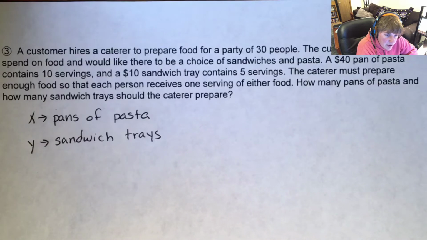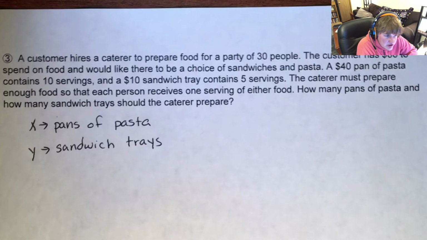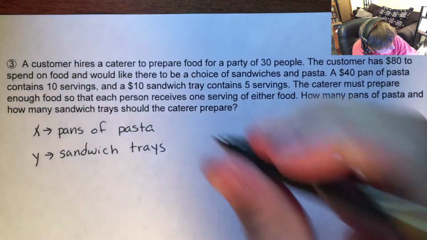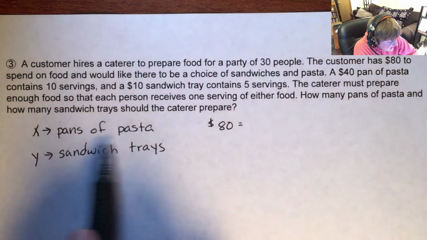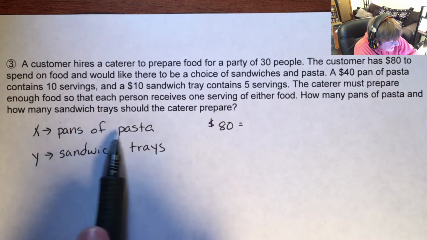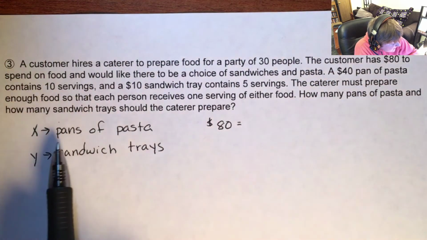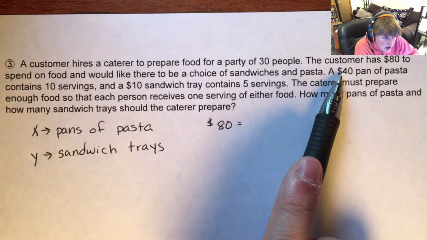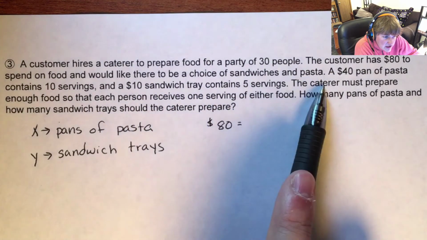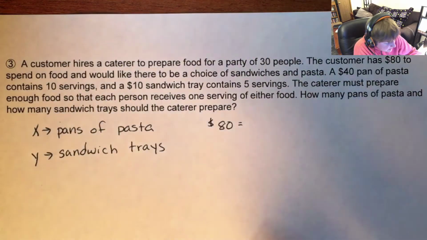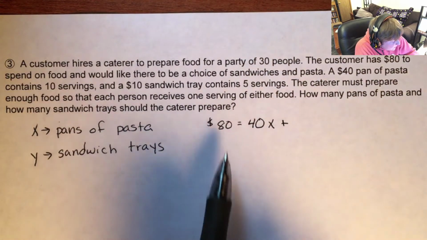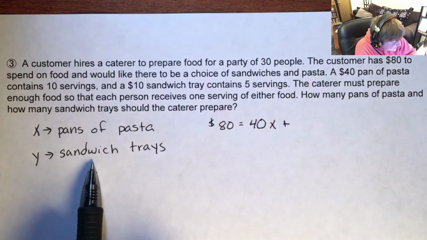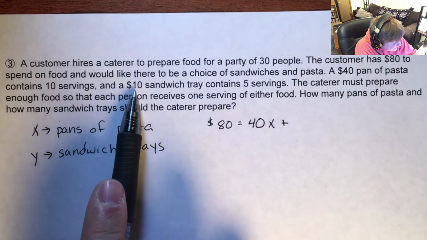Okay, so let's just think about the money. I think often money will be the easiest one. We know all together we're spending $80. And that's going to be composed of the money spent on pasta. So how can I represent money spent on pasta? For each pan of pasta, I'm going to multiply it by $40. Because if I have 1 pan of pasta, it's $40. But if I have 2, it's $80. So you just take your price and you multiply it by what you have. So this is going to be 40x plus, well, that $80 isn't just the pans. It also contains the sandwich trays, okay? And those are $10 a piece.